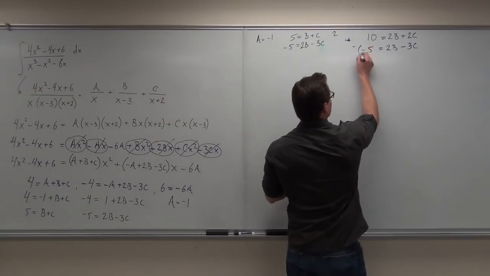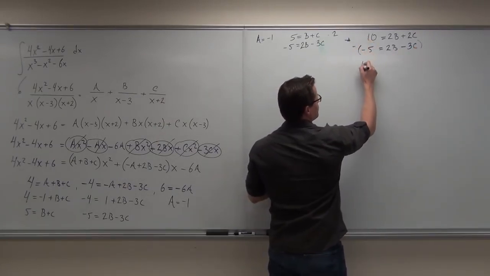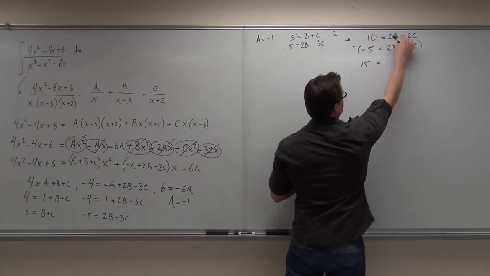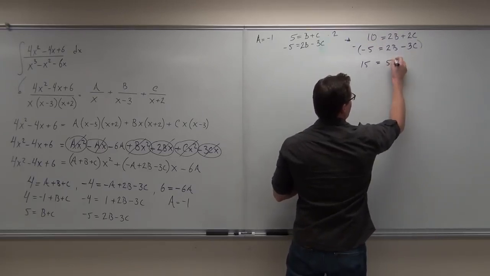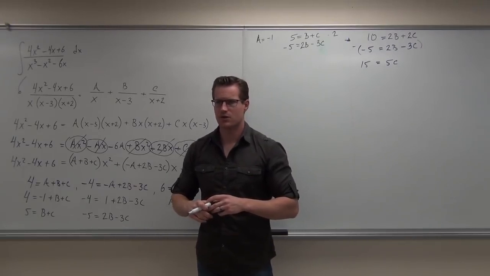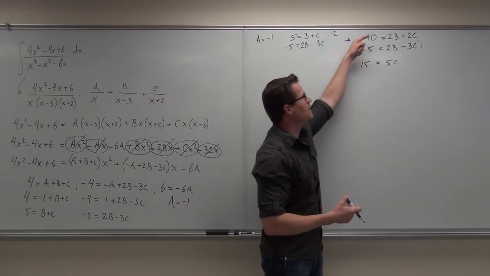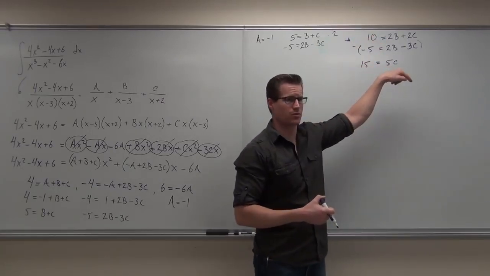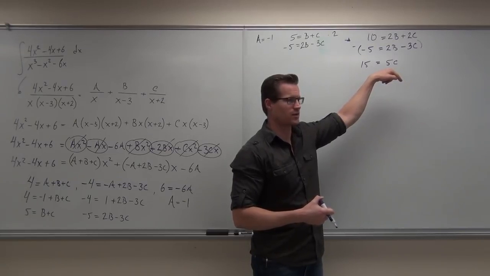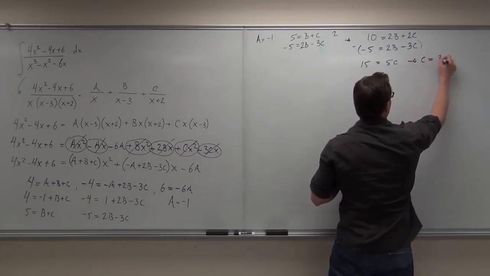So I'll subtract all this stuff. 10 minus negative 5 is 15. 2b minus 2b is 0. 2c minus negative 3c is 5c. Are you with me on that one? If you multiplied by negative 2 and added, you'd get negative 15 equals negative 5c. You still end up with 3 either way. Am I going too fast on algebra? Okay, I hope not. So then c equals 3.